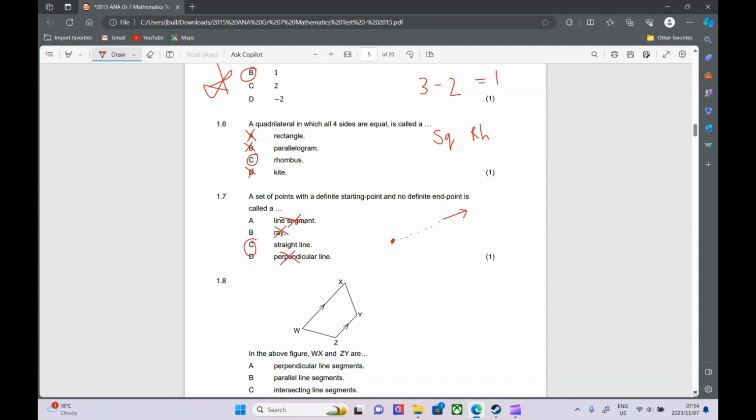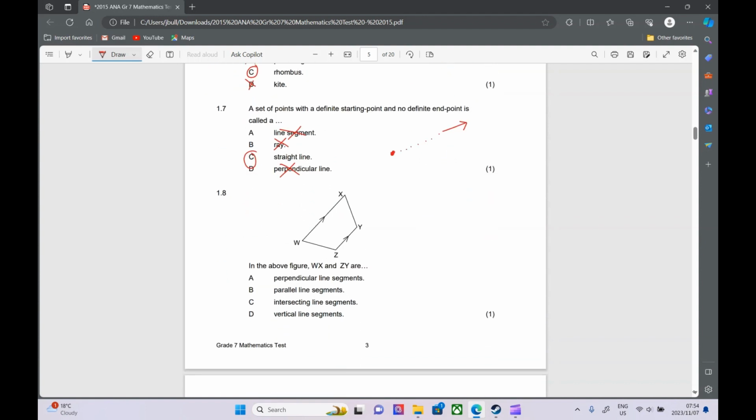Okay, question 1.8. In the above figure, WX, so this line up here, and ZY are, okay, so they are not perpendicular. They're not 90 degrees to each other. It would be something more like this if they were perpendicular, which they are not like that. So they're not perpendicular. They are parallel. The reason why we know that they're parallel is because they've got that little arrow. So that arrow there always means they are parallel.